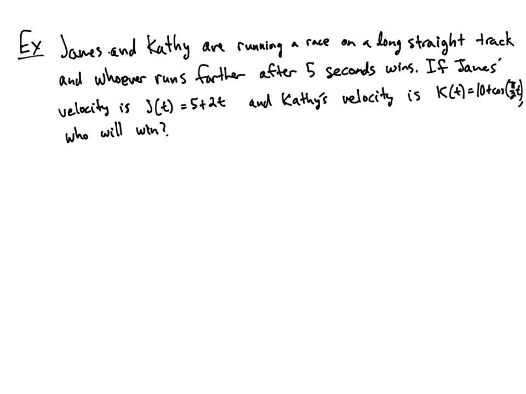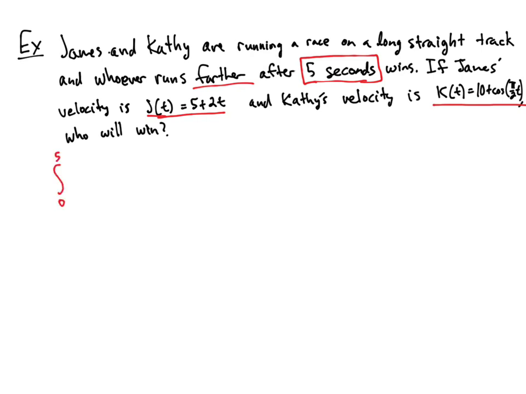So what we need to do is, whoever is going to win has run farther after 5 seconds. So the functions we have represent velocity. Because these represent velocity, if we find the antiderivative of each of these, that will tell us the position. And what we want to know is the change in position for the first 5 seconds. In other words, from 0 to 5.